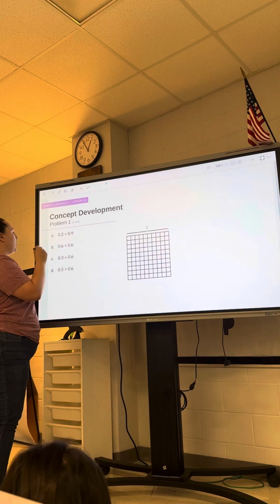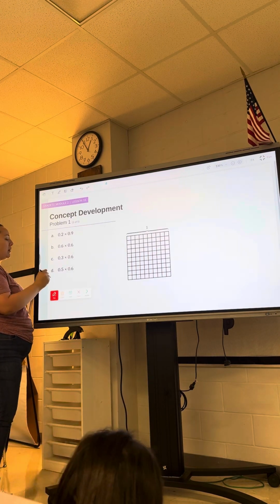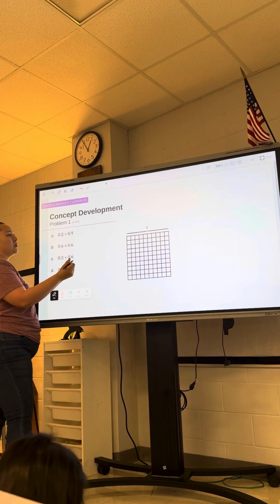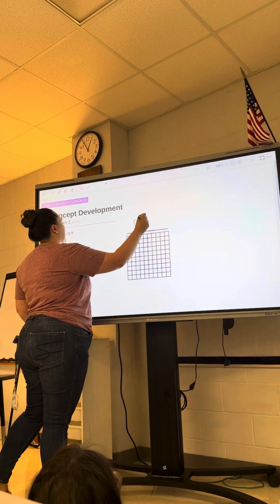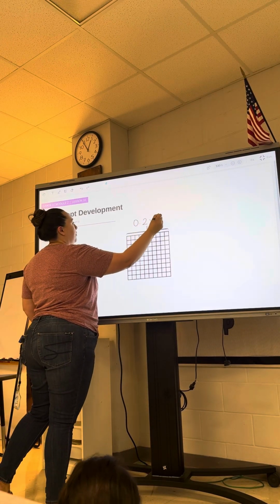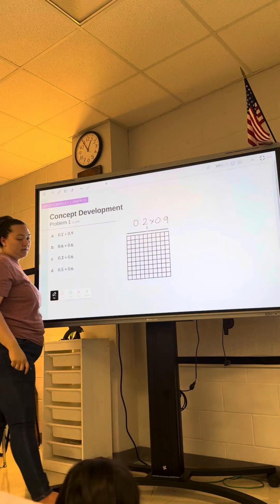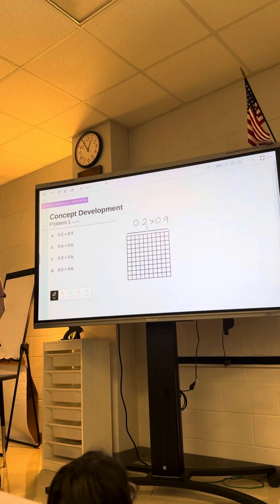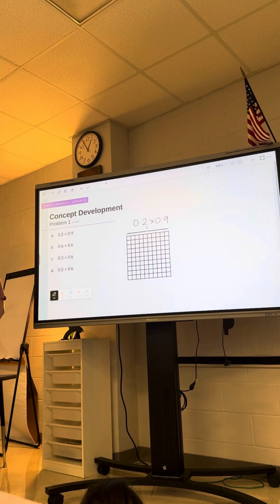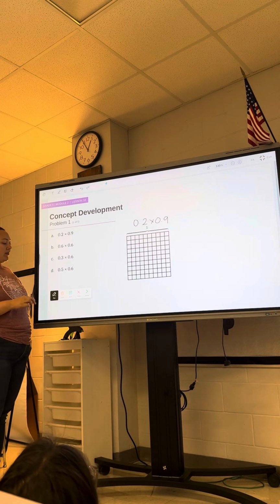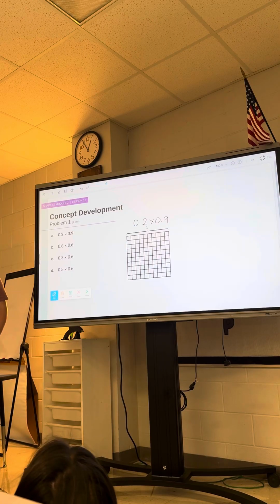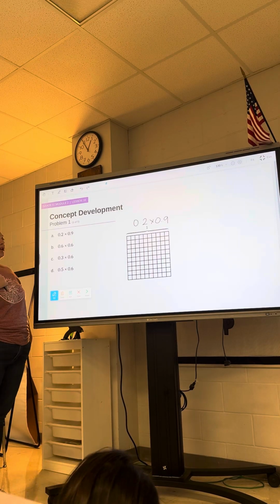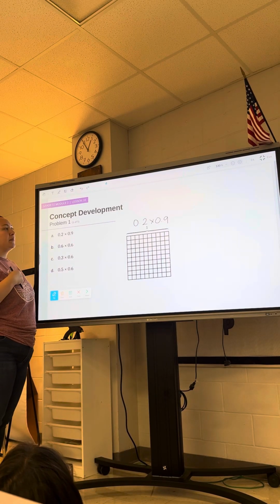On the top of your template, on one of those boxes, I want you to write 0.2 times 0.9. This is where your three colors are going to come in handy, okay? I'm going to use blue, green, and red.